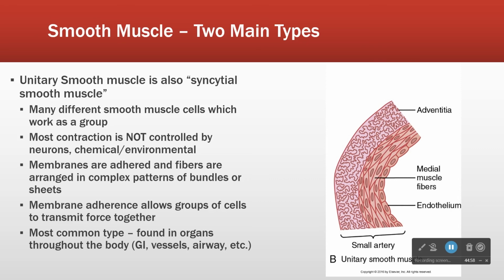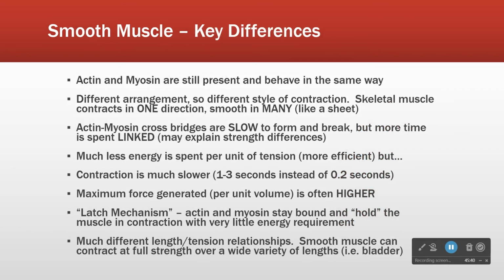Now, important to know in smooth muscle that most contraction is not controlled by neurons. Instead, the contraction is controlled by the muscle itself in response to chemical or environmental signals. All right? So like when we talk about the GI tract, we're going to talk about the fact that the GI tract has a brain, but that brain doesn't control things very precisely like the brain in your head does. So in smooth muscle, we have these groups of cells that are all connected together, and in response to chemical or environmental stimuli, they contract together.